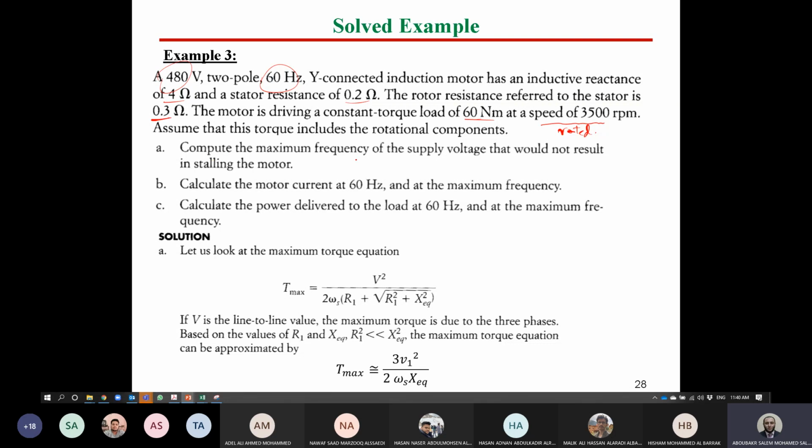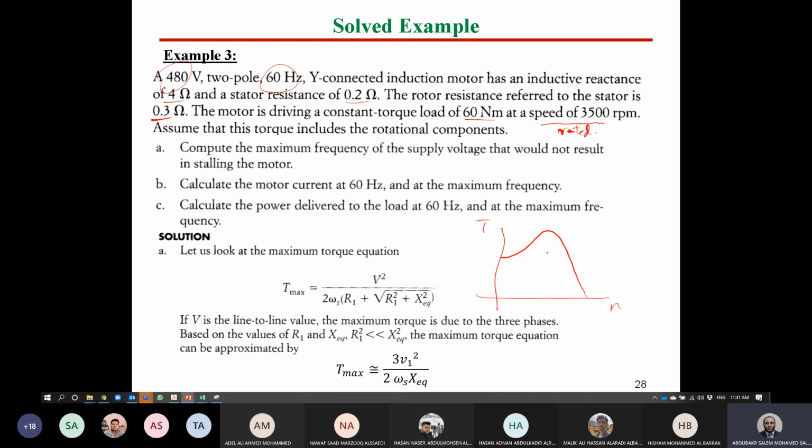Compute the maximum frequency of the supply voltage that would not result in stalling the motor. What is the meaning of this expression? Now, let's discuss the characteristic together. We said before, assume this is the natural characteristic of the machine. This is torque, this is speed.